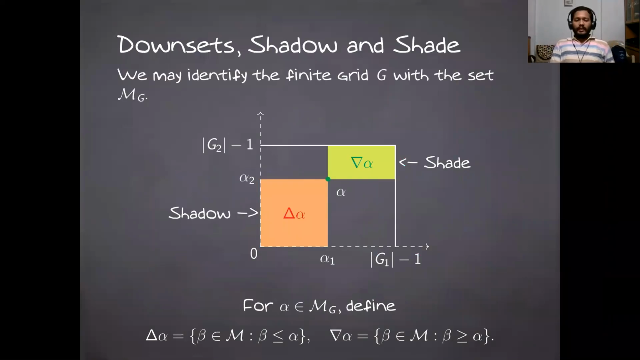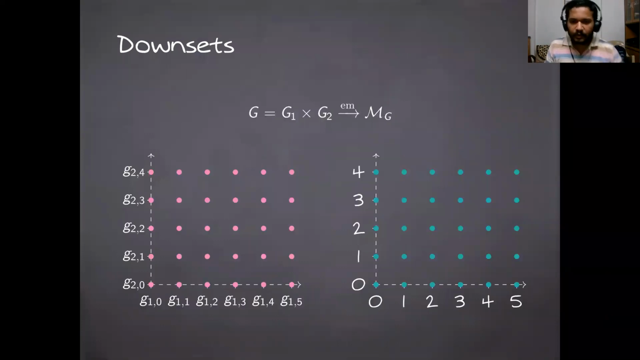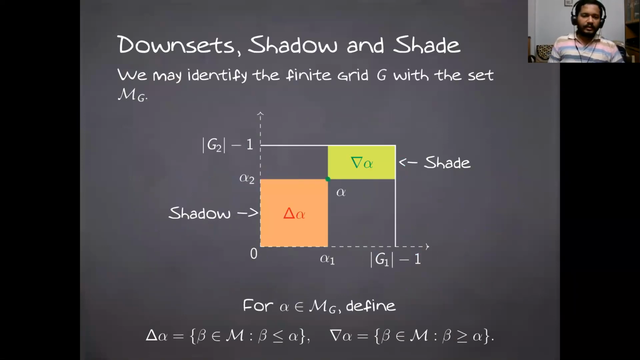So the moment we do that, we can talk about what are called shadows and shades with respect to this partial order. Let me just go back to the previous slide, one second. What I wanted to point out is the linear orders on G1 and G2 are isomorphic to the linear orders on the two components over the naturals. And the poset structure on G gets exactly mapped to the poset structure on M sub G. So we can, for all purposes, identify G with M sub G.